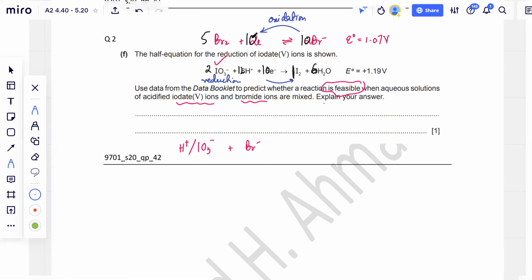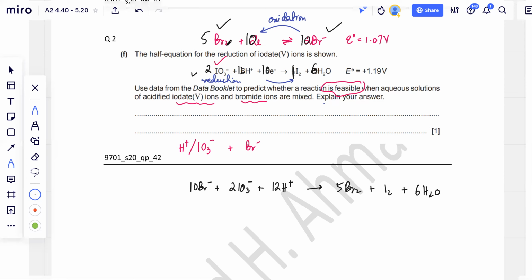So we can construct the overall equation, which is not really needed in this case, but just for practice. My reactants are 10 Br minus 1, and my reactant in the other equation are 2 IO3 minus 1 and 12 H plus 1. The electrons are going to get cancelled out. What are the products? The product in the first one is 5 Br2, and the product in the second one is I2 plus 6 water molecules. Those are the products. So is this reaction feasible or not?